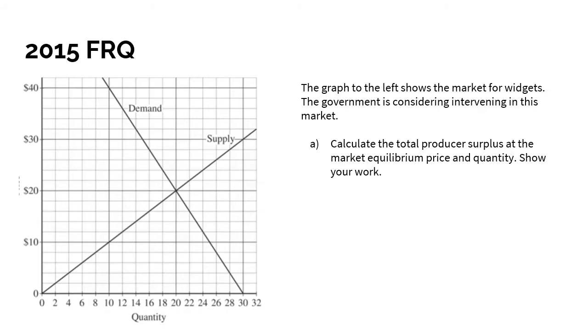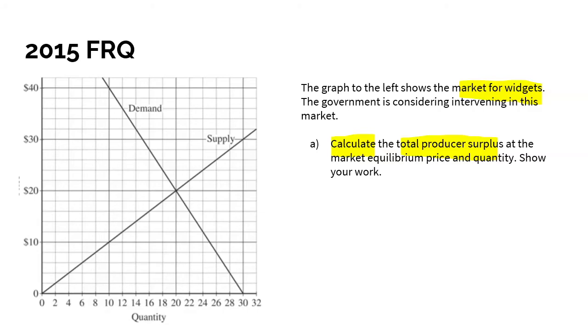All right, and so the last part is this 2015 FRQ. And so this 2015 FRQ had 4 parts, parts A, B, C, and D, and we'll go over each one now. So basically, on this graph to the left, we have the market for widgets, and the government is considering intervening in this market. And so part A asks us to calculate the total producer surplus at the market equilibrium price and quantity, and to show your work. And so here, the calculate and show your work is important. You're only going to get partial points or no points at all if you do not show your work here.